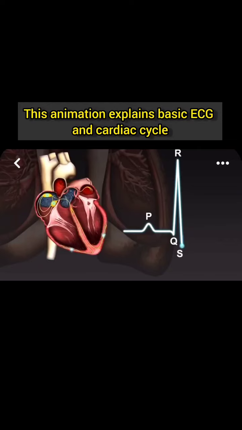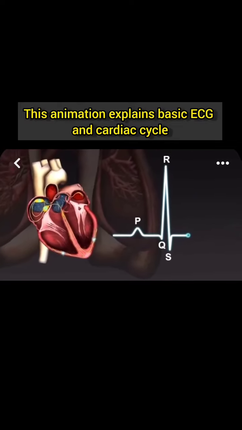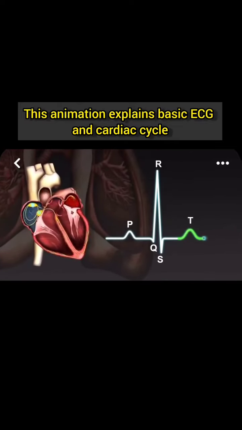The impulse remains unchanged for a moment as the ventricles remain depolarized. This gives rise to another flat section, called the ST segment. As the impulse fades away and the ventricles repolarize, the T wave is formed.